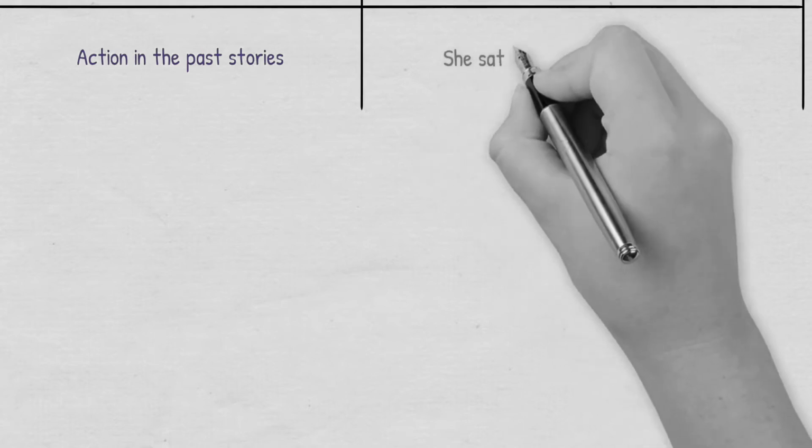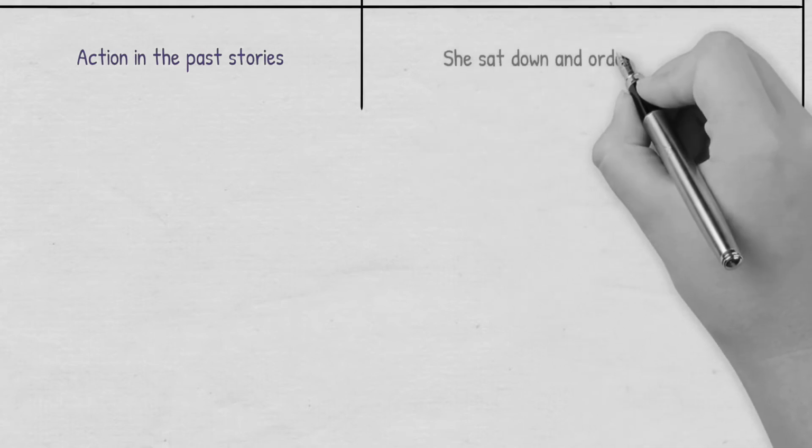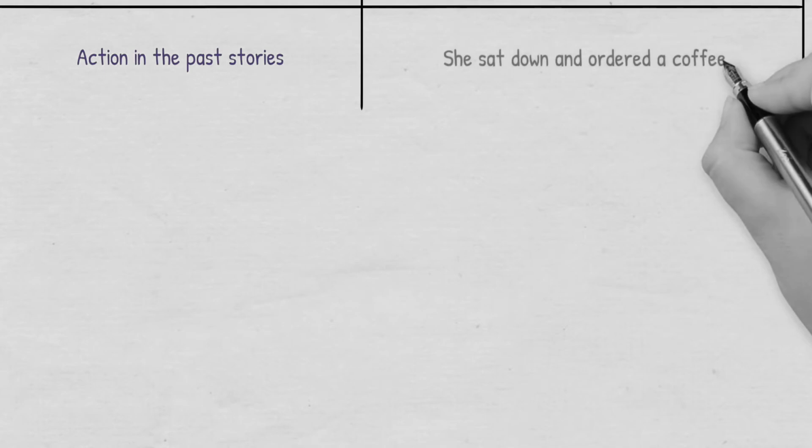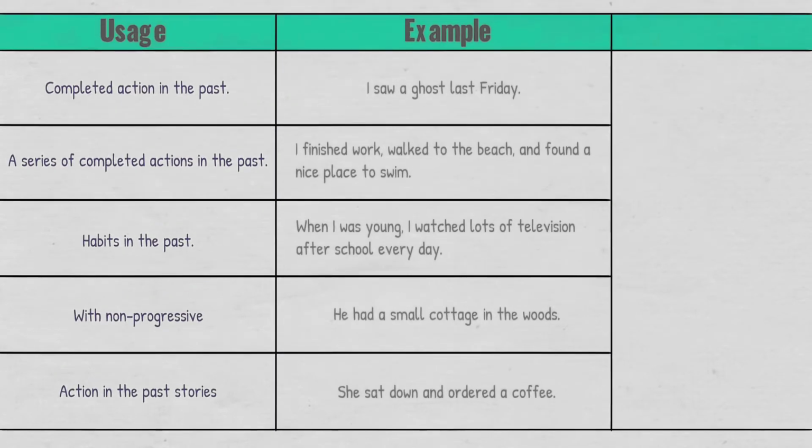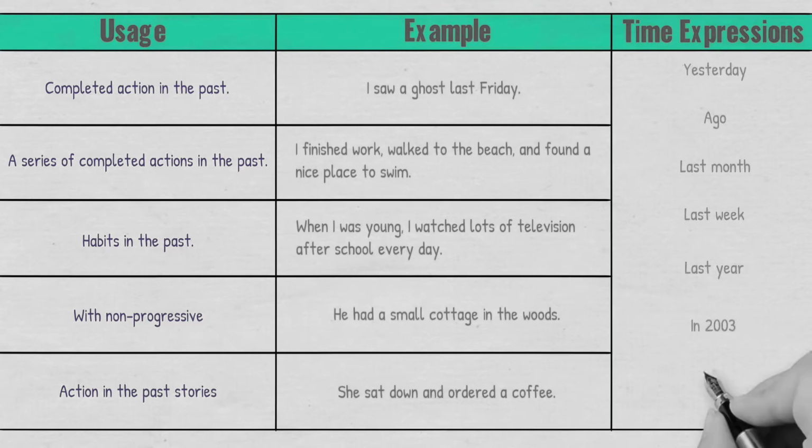Action in the past stories. She sat down and ordered a coffee. Time expressions. Yesterday, ago, last month, last week, last year, in 2003.